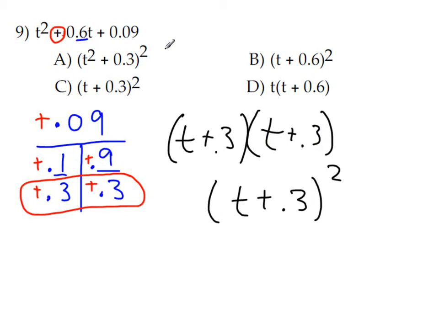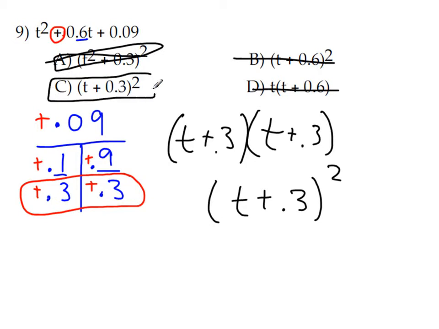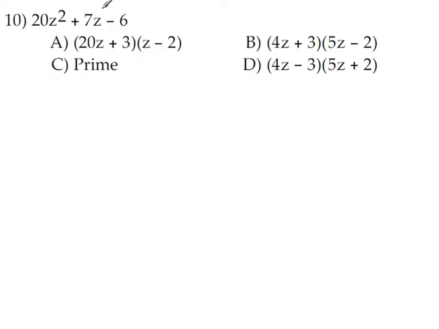And now if we look at our options, well, b and d are silly. And a is a little weird. We have t squared going on there, which makes no sense because t squared times t squared is t to the 4th, and that's not what we started with. So the only one that does in fact work is what we got, which is t plus 0.3, that quantity squared. The next one, 10.